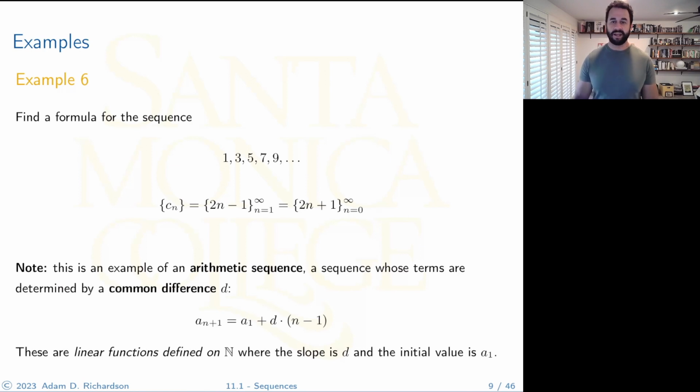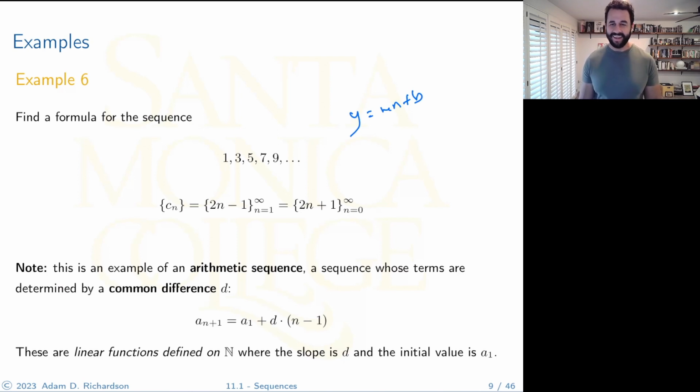And what's kind of cool about these things is these are actually linear functions. So arithmetic sequences are linear functions just defined on the natural numbers instead of the real numbers. So you see how this is like 2x minus 1, 2x plus 1. They always have this structure, y equals mx plus b, except in our case, we're not working with x, we're working with positive integers, so n.